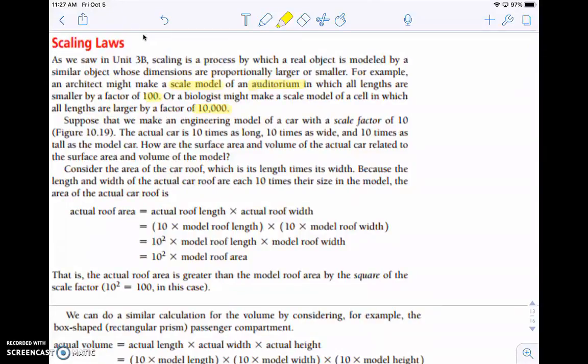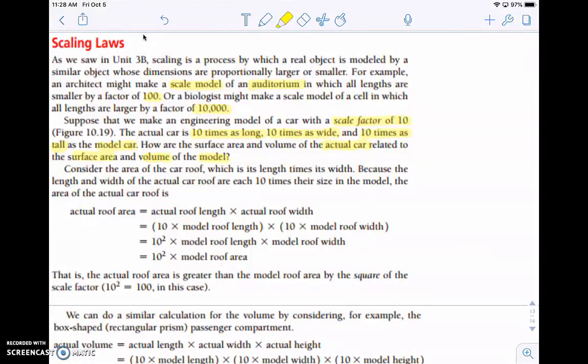Suppose that you were engineering a model of a car and you had a scale factor of 10. This means that the actual car is 10 times as long as the model. It's also going to be 10 times as wide, 10 times as tall as your model car. So then the question becomes, how are the surface area and the volume of the actual car related to the surface area and the volume of the model?